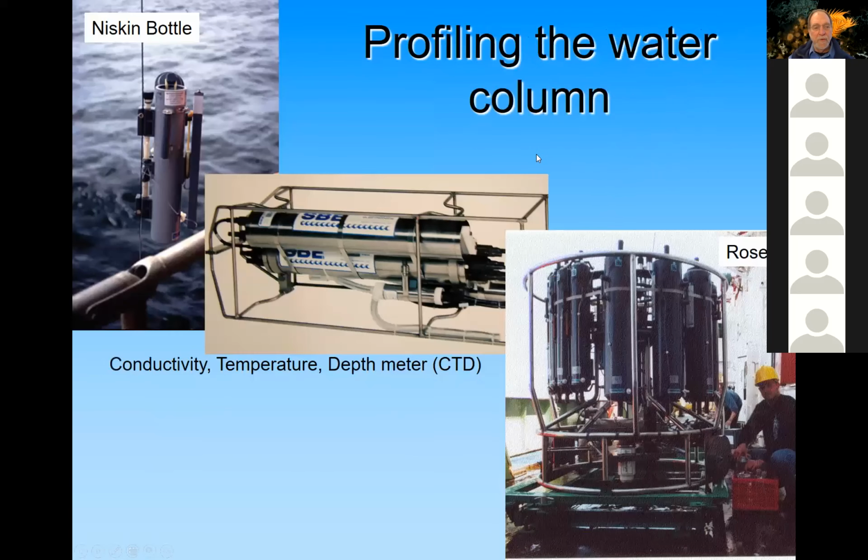This is describing some ways in which the devices are used. So here's the CTD, and the CTD is embedded here in this picture. Here's the CTD at the bottom of the instrument. This thing is called a rosette.